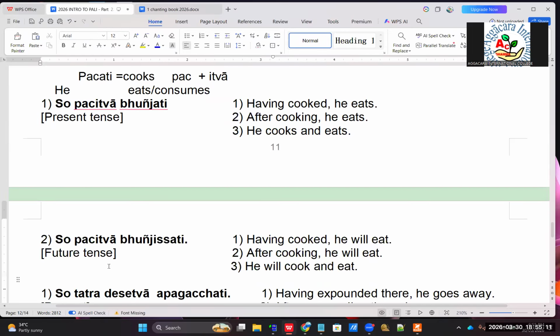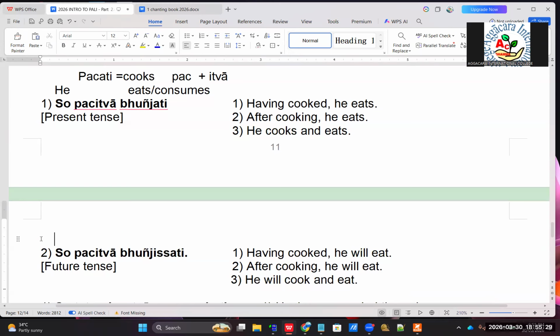Now, same example. Pachitua is a gerund. Now this is a future tense with isa. Isa is future tense. We translate as will. So you can write down he, and this is pachitua, and isa is will. So pachitua means after cooking, having cooked, will cook. Three things.